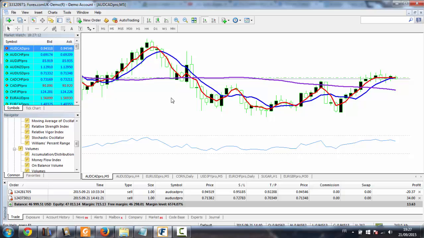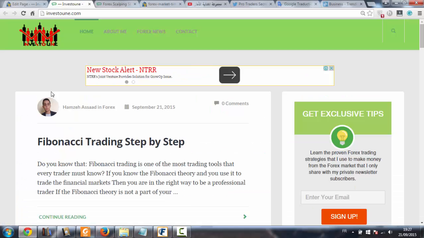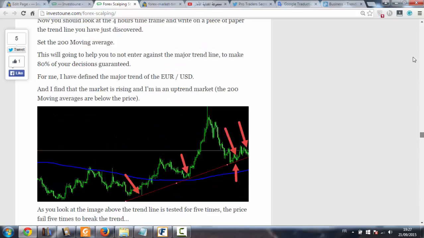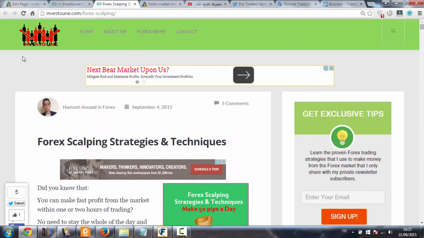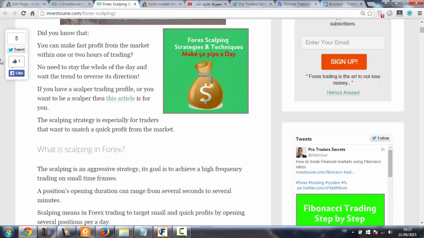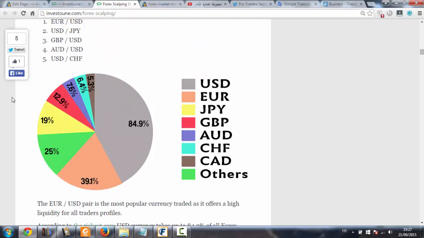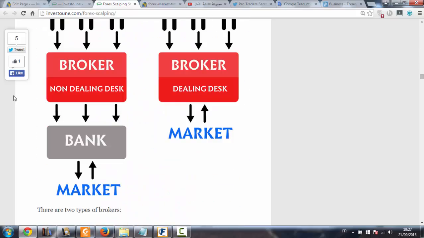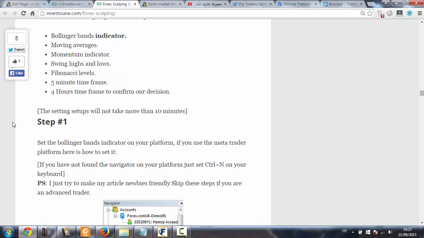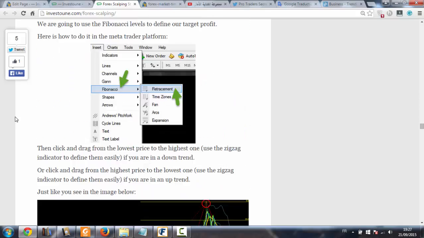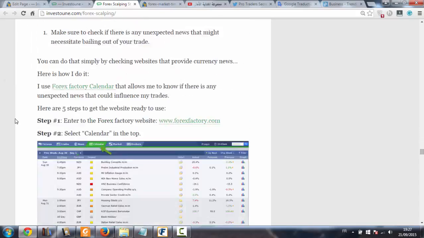This is all you need to know about scalping strategies. It's quite simple, but if you want to get more insights about the forex scalping strategies, here I post a topic about forex scalping in detail, how you can trade it, the currency you need to use, and all the things you need to enter positions using the scalping strategies.